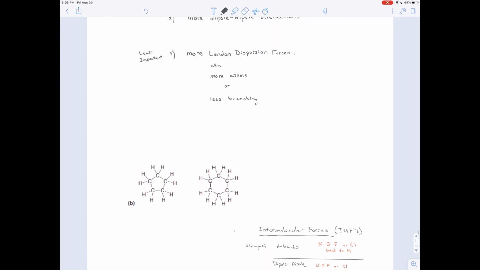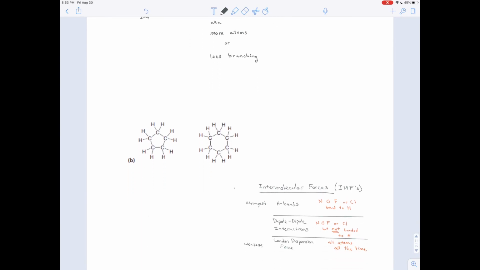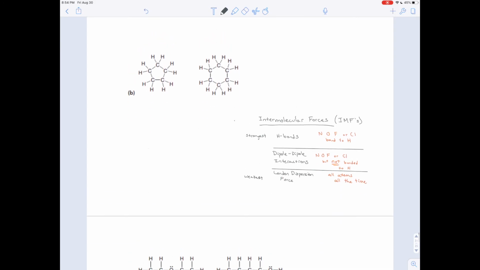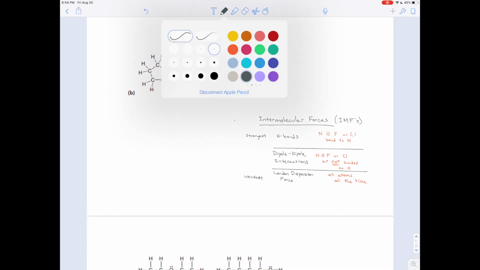So here we have these two molecules, and we want to know which one would have the higher boiling point. If I had a beaker full of this, would that have a higher boiling point? In other words, would it boil at a higher temperature than a beaker full of the molecule on the right? So our first question is, does one of these have more hydrogen bonds? How many hydrogen bonds does each of these have?